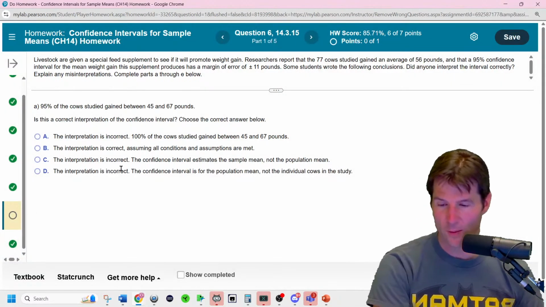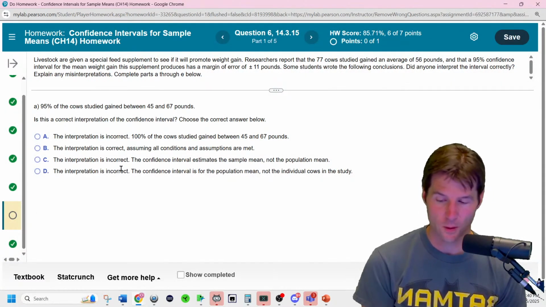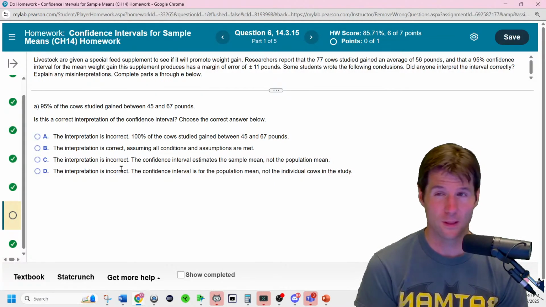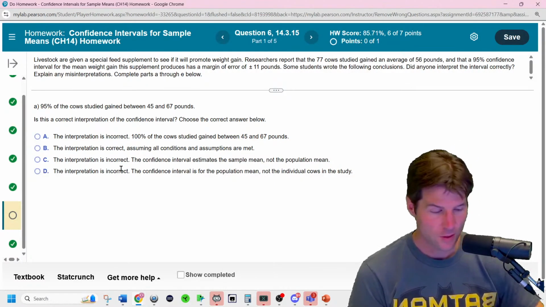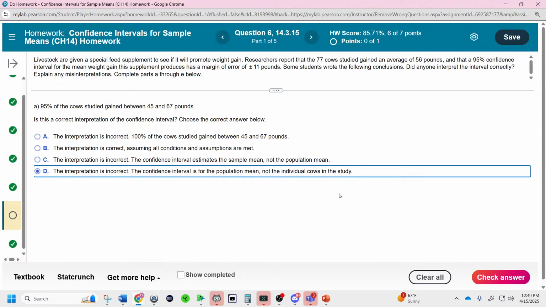This last one, we'll speed run it real quick. So if anyone watches the video to the end. 95% of cows studied gain between this to this. That's not how you interpret an interval. You didn't even give your confidence level. So it's not a statement of truth. The confidence interval is for the population mean, not the cows in the study.